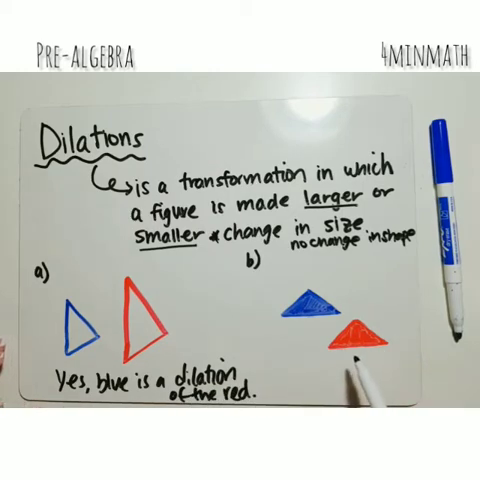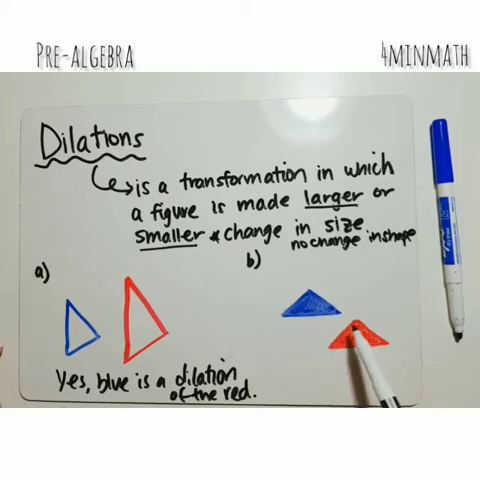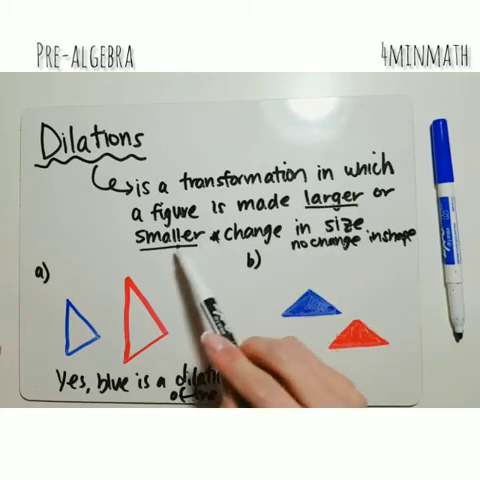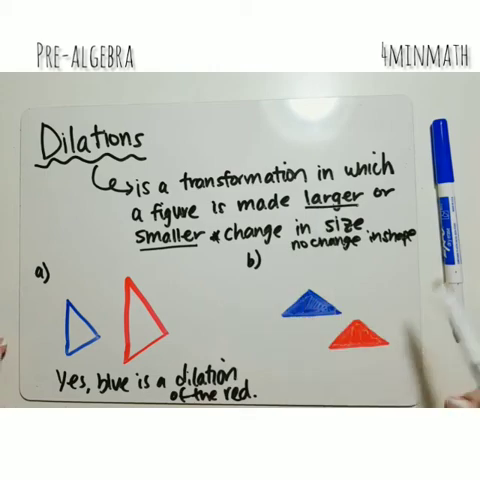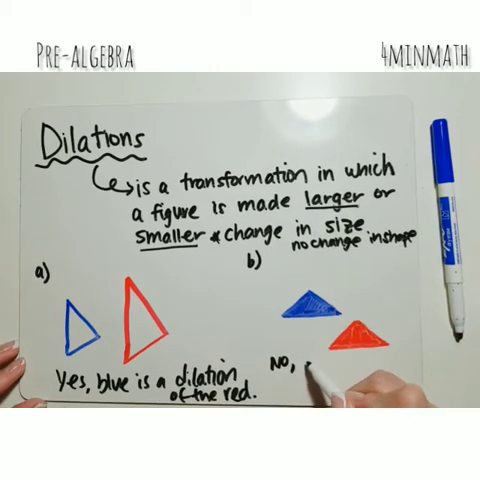If you look at B, there is no change in size or shape. So these two figures are the same size, same shape. Therefore, this is not a dilation because dilation needs to be a different size. So this is a no. The blue figure is not a dilation of the red figure.